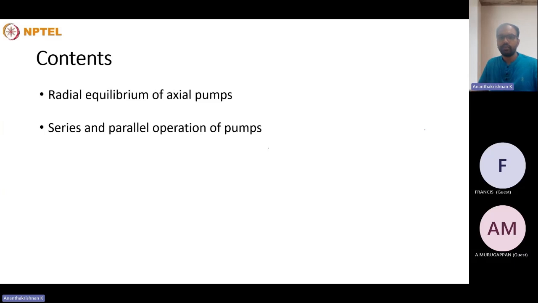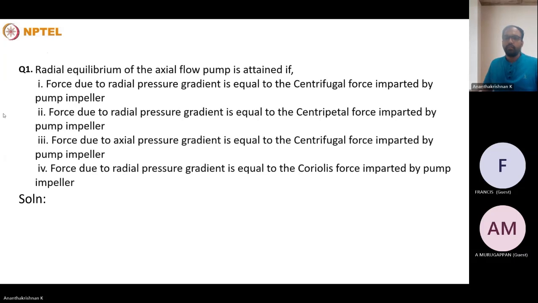So in this week, we will be looking at a few multiple choice questions based on the previous week's lectures. Those are based on the radial equilibrium of axial pumps and series and parallel operation of pumps. We can move to the questions straight away.